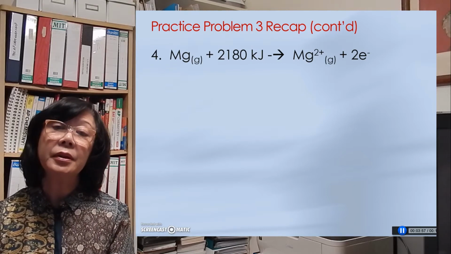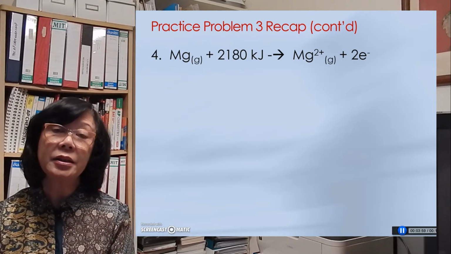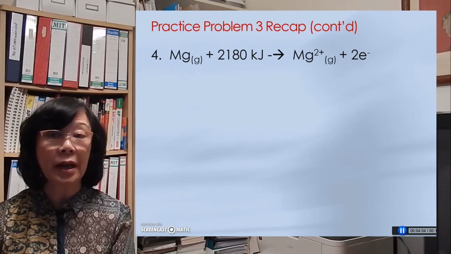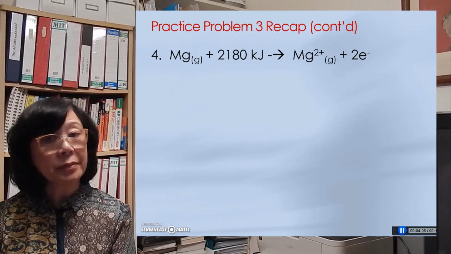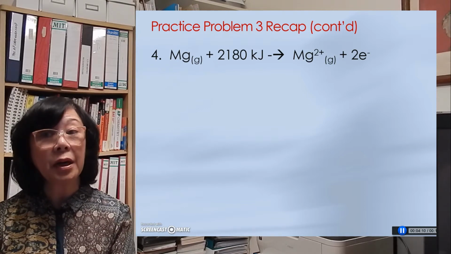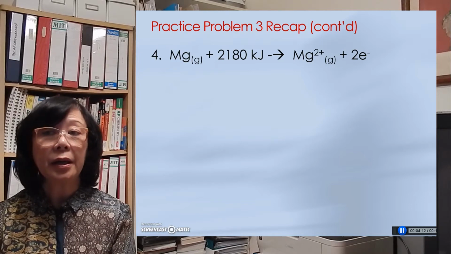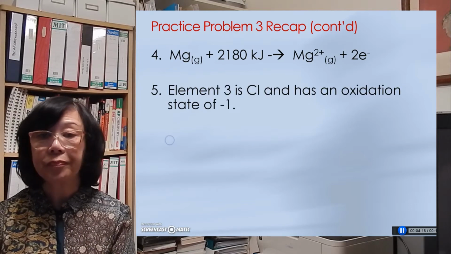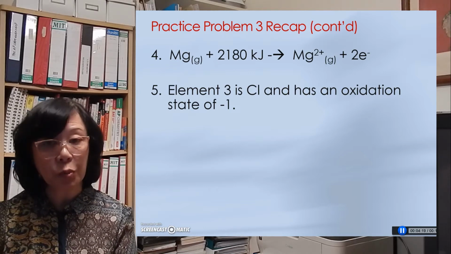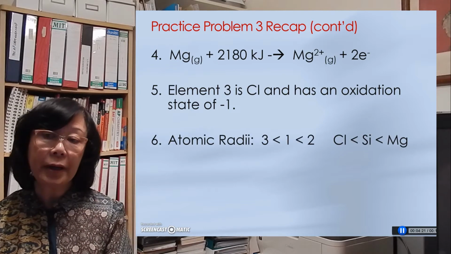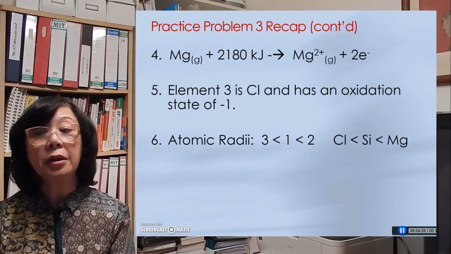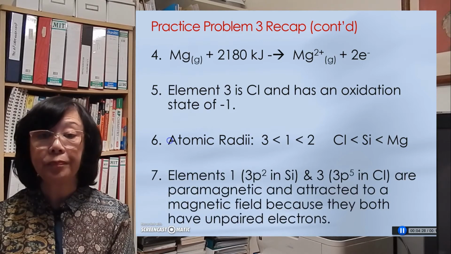With magnesium atom, I'm adding the second and the first ionization energy together to come up with 2,180 kilojoule. So the magnesium gaseous atom takes in this energy endothermically, becoming Mg2+ ion and losing 2 valence electrons. Element 3 is chlorine. It has an oxidation state of -1. The atomic radii are ranked in terms of chlorine being smaller than silicon, being smaller than magnesium.